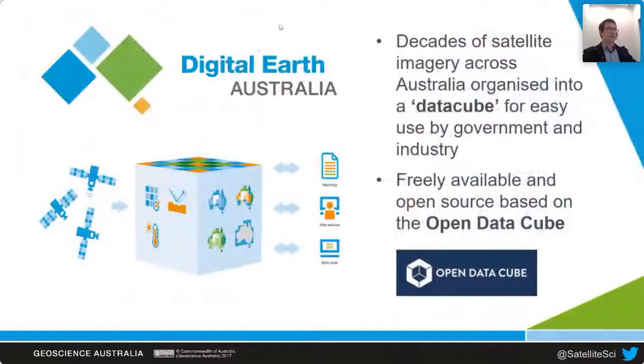So the program I work in, Digital Earth Australia, is essentially tasked with collecting decades of satellite data across Australia and organising it into a format that is nice and easy to use for government and industry. And we do this using freely available software. It's called the Open Data Cube. And essentially we take all of these images taken through the last few decades and across the extent of the continent and combine it into a nice, easy format to analyse.